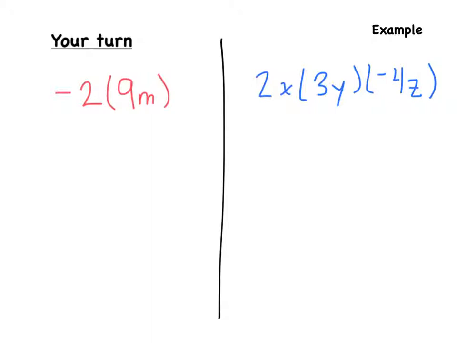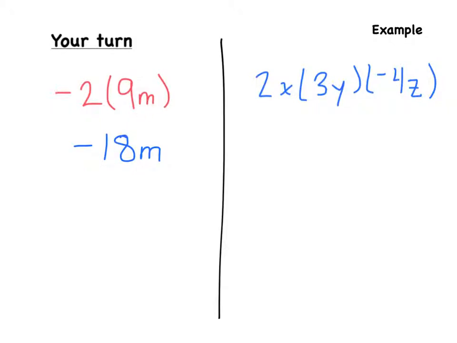Okay, so let's look at the first one. Remember, we have a negative 2 times 9m. So remember, we have to multiply negative 2 times a positive 9. So negative times a positive is always a negative. So 2 times 9 is 18. So this answer is negative 18m, because we have to bring this m along with us.